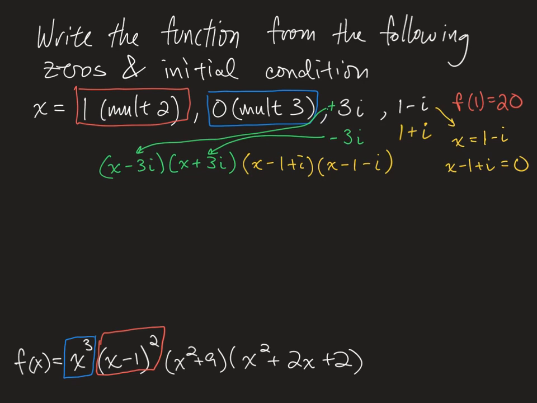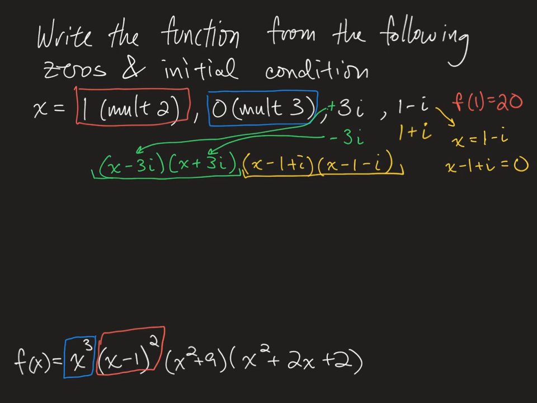Now comes the matter of multiplying all this stuff together. When I say all this stuff together, you only want to multiply the factors of the pairs of imaginary zeros. So I don't want to be multiplying this x plus 3i times x minus 1 plus i. I want to stay only with the plus and minus pairs. So the positive 3i factor will be multiplied to the negative 3i factor, and the 1 minus i and 1 plus i factors will be multiplied. And that's it.